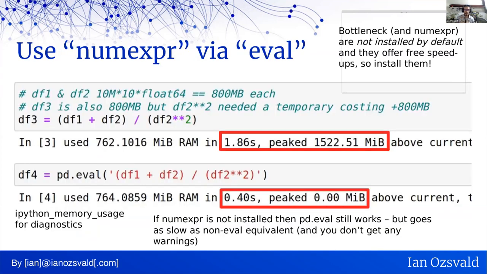Here's an example. If you install Numexpr and we do some operation, df1 plus df2, divide by the square of them, then that takes a couple of seconds and it peaks at 1.5 gig of RAM. If you put it through pd.eval, which will then step behind and use Numexpr as one of the older compilation technologies, all of a sudden we go from a couple of seconds down to a fraction of a second, and we don't have 1.5 gig of temporary RAM allocation. So if you're manipulating very large matrices, very large pandas data frames, you can use Numexpr via the eval function, and you get a really nice speed improvement.